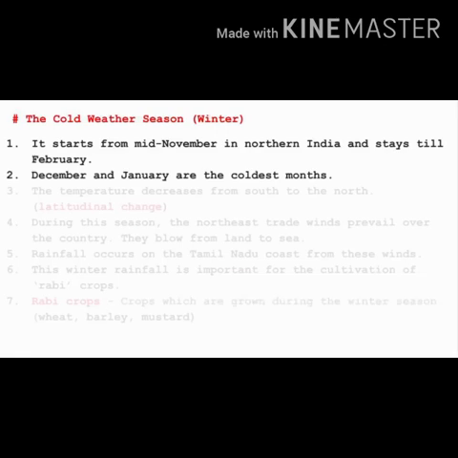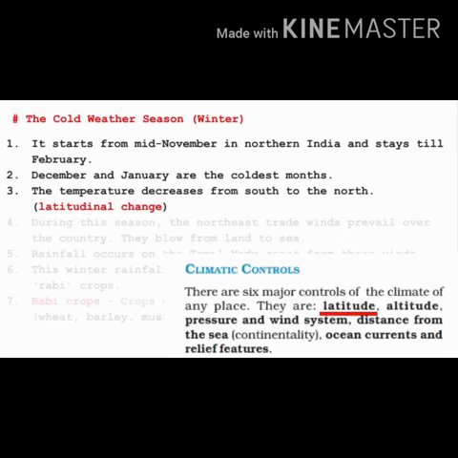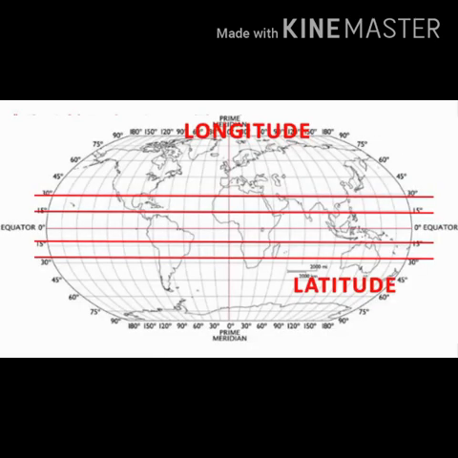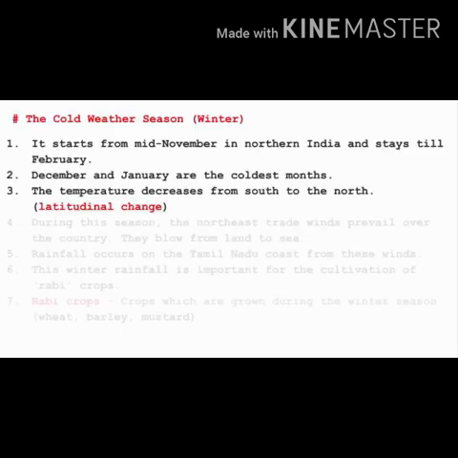December and January are the coldest months. The temperature decreases from south to north. So this is also called latitudinal change. If you remember in the beginning of the chapter we read, what are the factors that control the weather of a place? So in that question, one of the reasons was latitudinal change, that is the horizontal line. The vertical line is called the longitude. The horizontal line is called the latitude. So as we move away from equator, both in northern and southern hemisphere, the temperature starts to decrease.